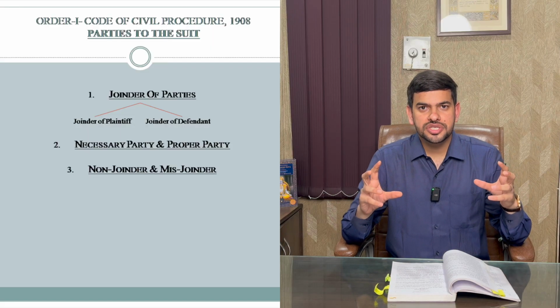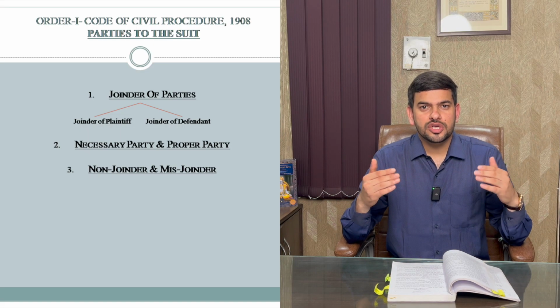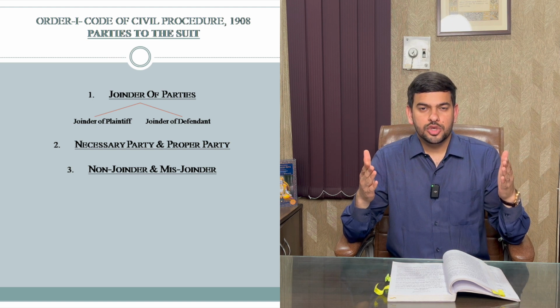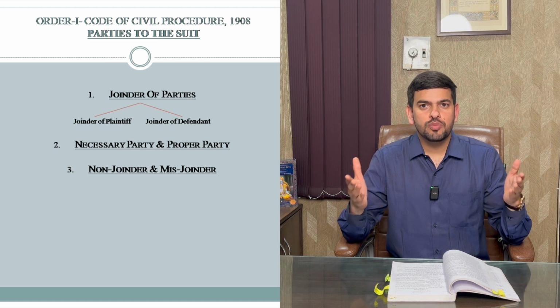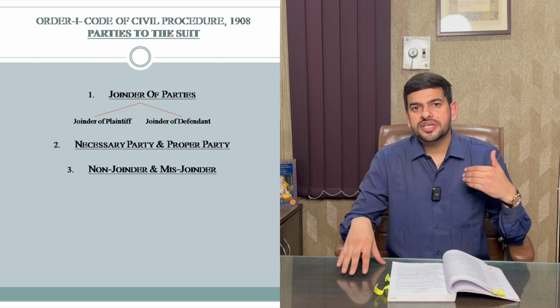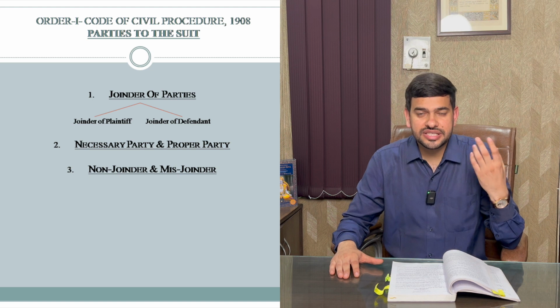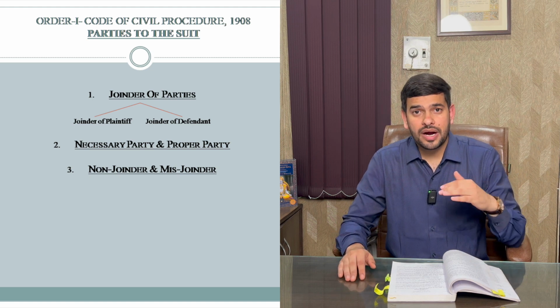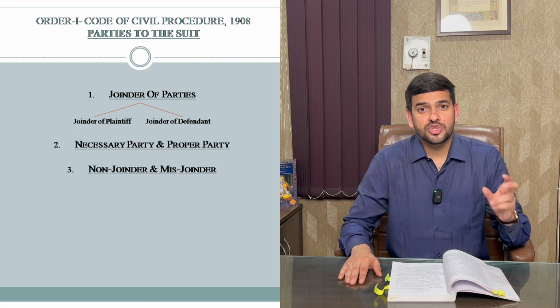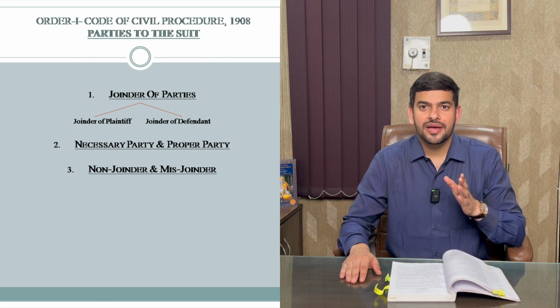First of all, we need to understand what is the meaning of joinder of parties, and then you will find that it has been divided into two parts: joinder of plaintiff and joinder of defendant. Then we need to understand the concept of necessary party, proper party, the difference between both concepts, and then we will understand non-joinder and misjoinder of party, and so on. So let's understand the concept of joinder of parties.